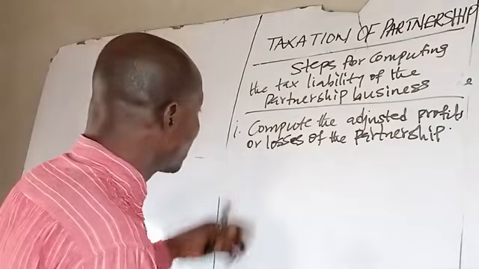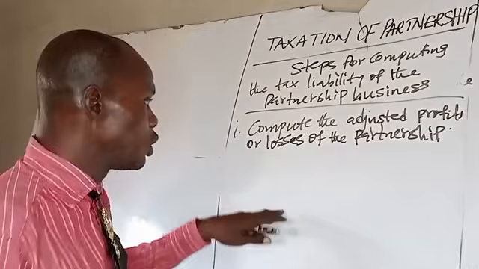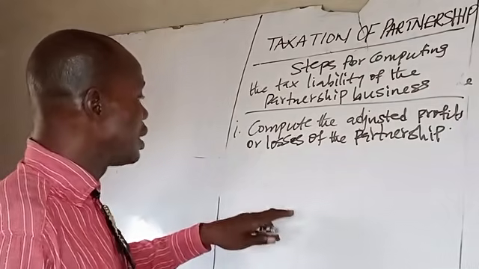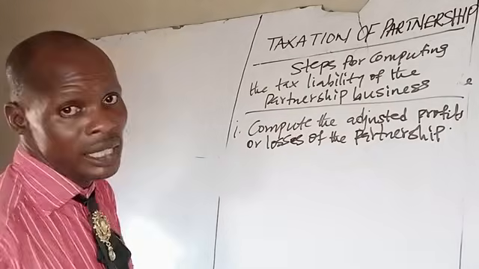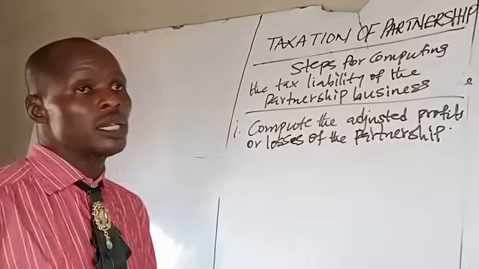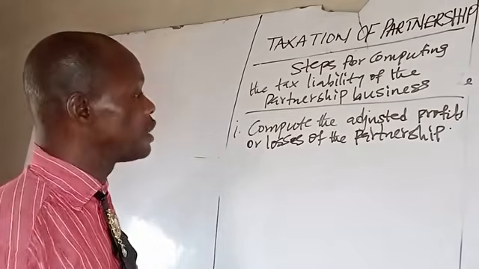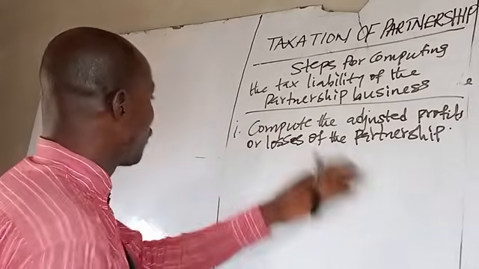Those expenses that are not allowable, you add them. Not allowable expenses deducted in the accounts, you add them back. While the allowable expenses not previously reported, you deduct them. So for better understanding, please watch my earlier presentation on the computation of adjusted profits of a company.